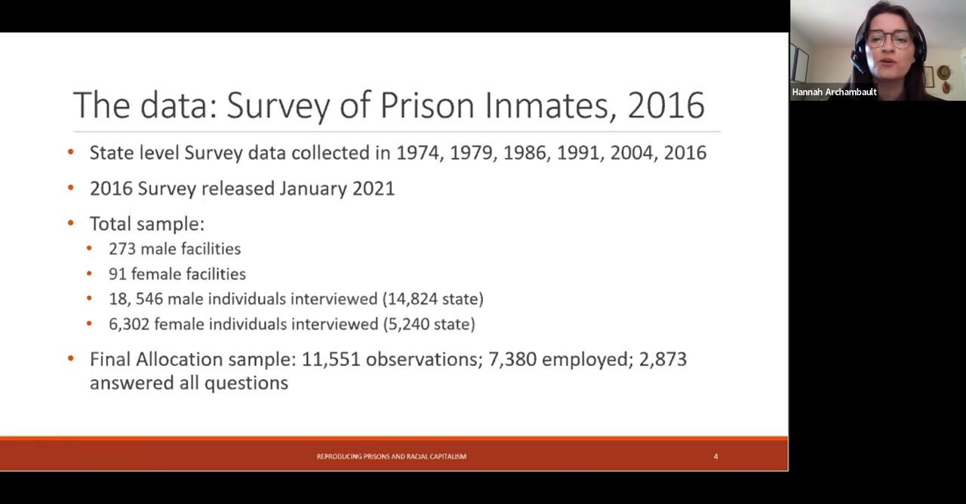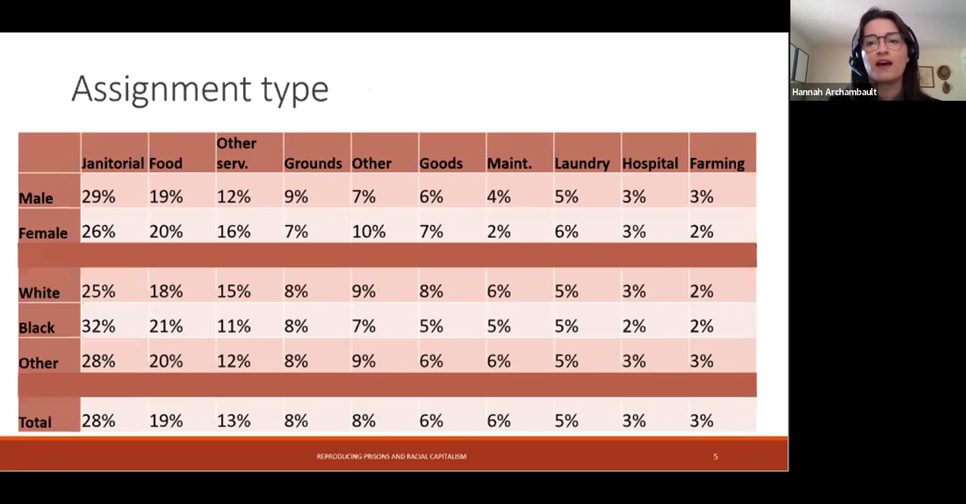The total sample collected by the BJS for the 2016 survey was selected in a two-stage process, and resulted in 273 male facilities and 91 female facilities, for a total of 18,546 male individuals and 6,302 female individuals who were interviewed. This resulted in a total of 11,551 observations, and 7,380 of those people had a work assignment, and 2,873 of those answered the full set of job assignment questions. So that is my data set: 2,873 people.